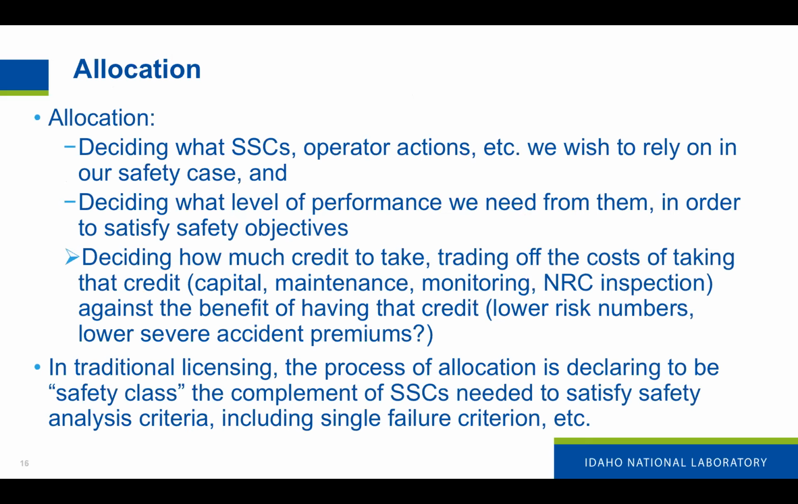But anyway, allocation: deciding what SSCs and operator actions we wish to rely on, deciding what level of performance we need from them, deciding how much credit to take. In one application, it's deciding how much credit to take, recognizing that taking credit costs money. And of course, the answer to that question classically is basically where you decide where your special treatment is going to come from. But in PRA, as you probably all know, a lot of stuff that's not safety class needs to be credited if you're going to get answers that people want to live with.